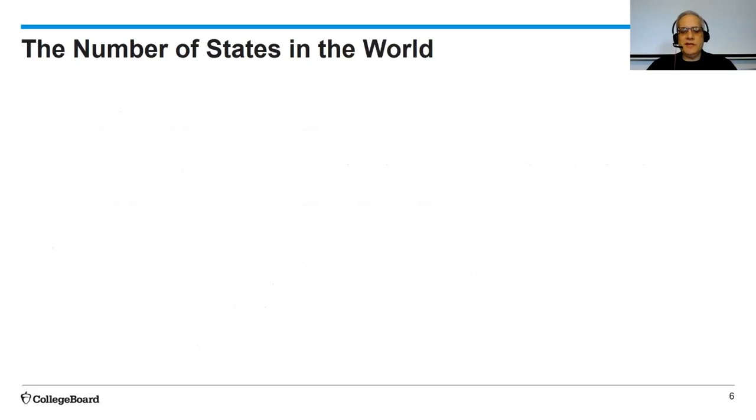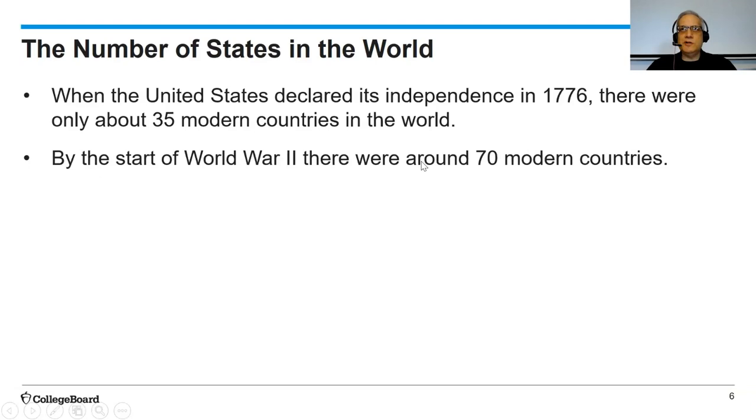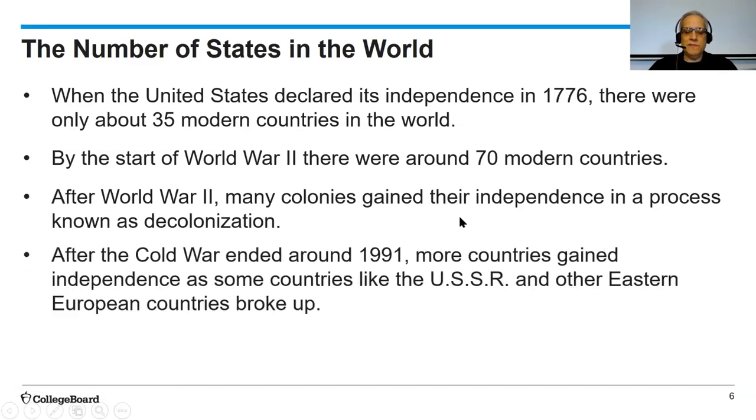When we look at the number of states in the world, there were only about 35 modern countries when the United States declared its independence. That was right around the very beginning of the modern state concept. By the start of World War II, which was about 150 years later, there were about 70 modern countries, or double what they had in 1776. But after World War II, a lot of the colonies gained their independence in a process that we call decolonization, and those colonies became countries themselves.